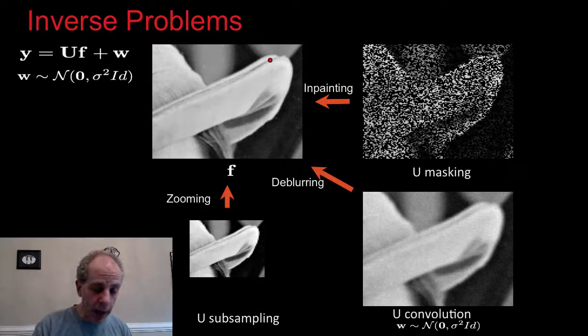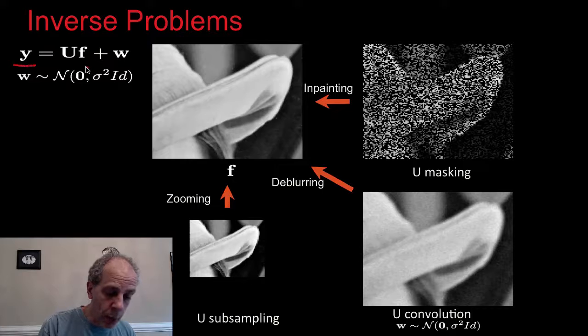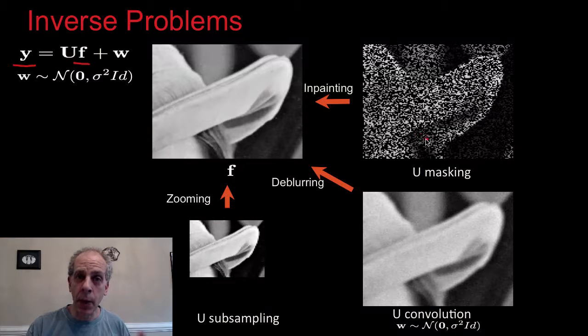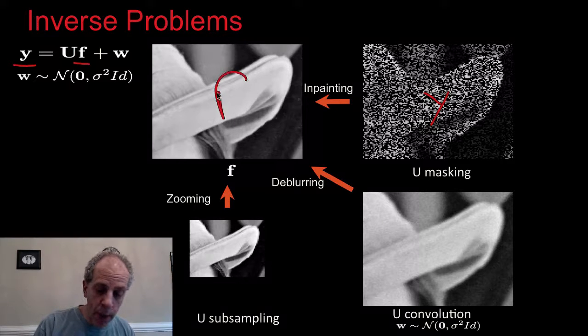What we have is that from an observation Y, we want to recover the image F. Now the image F has been deteriorated by this operator U and has additive Gaussian noise, as we have seen before. What type of operators are we going to have in mind? The same type that we have seen before. For example, U can be the masking. Basically, we let some pixels go through, some pixels we block. This is Y, our observation, and we want to go back to F via inpainting.